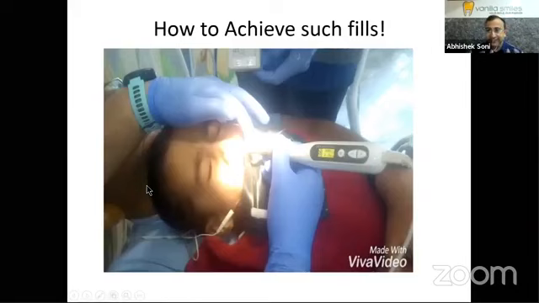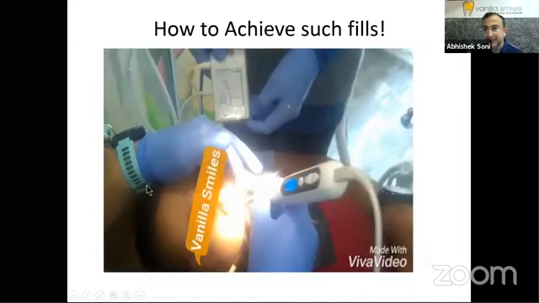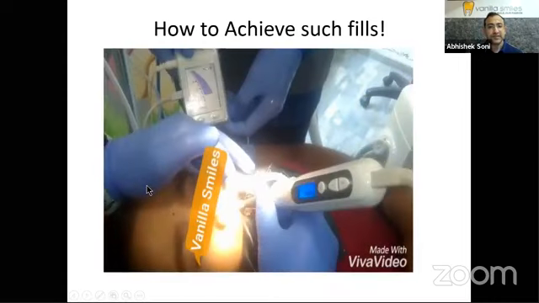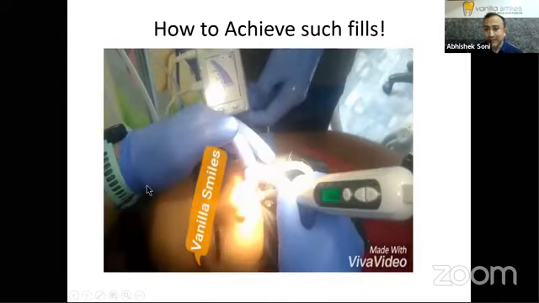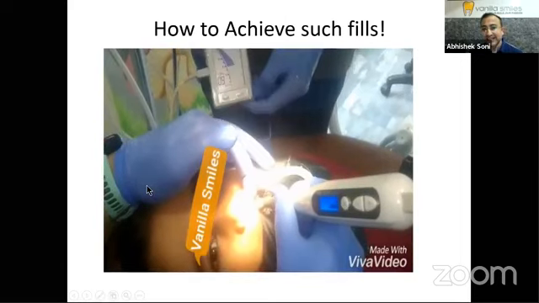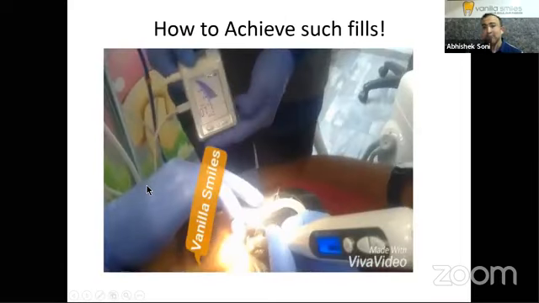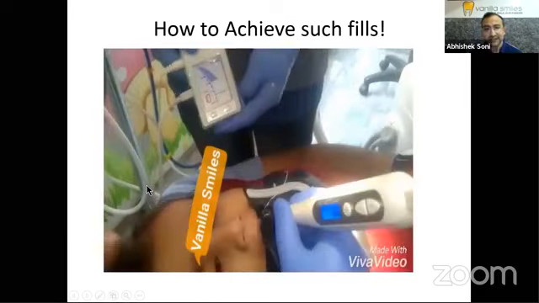So how do you achieve such near perfect fills? Only when you start respecting the ever dynamic apical terminus. So we use an endomotor integrated with an apex locator, and we try to be 0.5 to 1 millimeter short of the apical terminus.